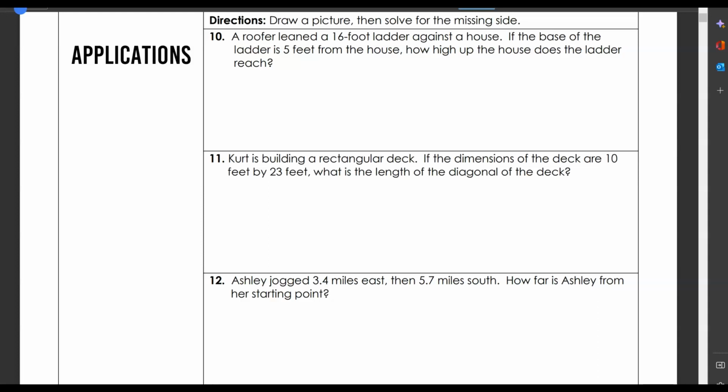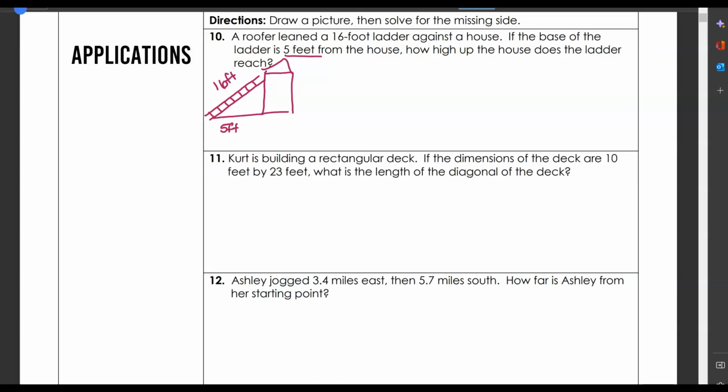So draw a picture, then solve them for the missing side. A roofer leaned a 16-foot ladder against the house. If the base of the ladder is 5 feet from the house, how high up the house does the ladder reach? So if you want to think of a ladder, here's my ladder that is up against a house. I know that the ladder itself is 16 feet. I know that it's 5 feet from the house. So it's going to be 5 feet here.